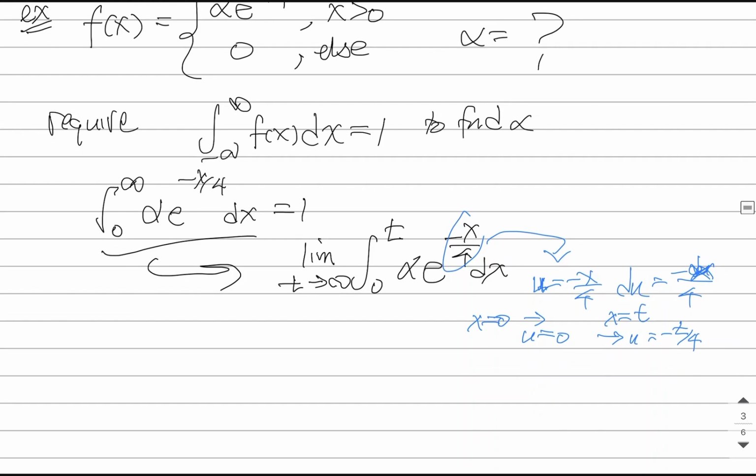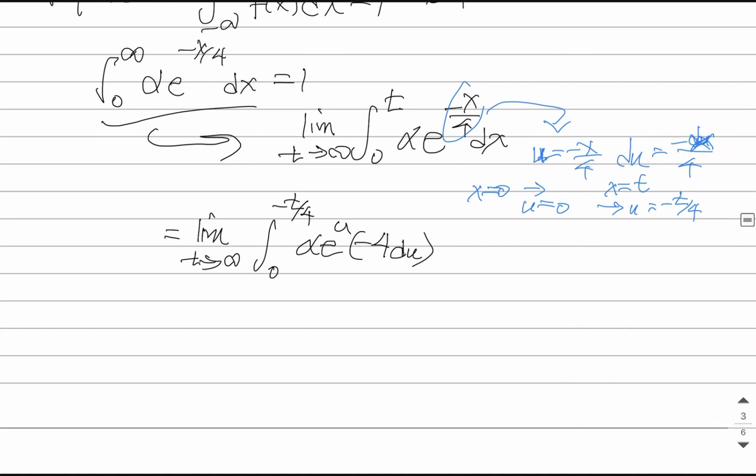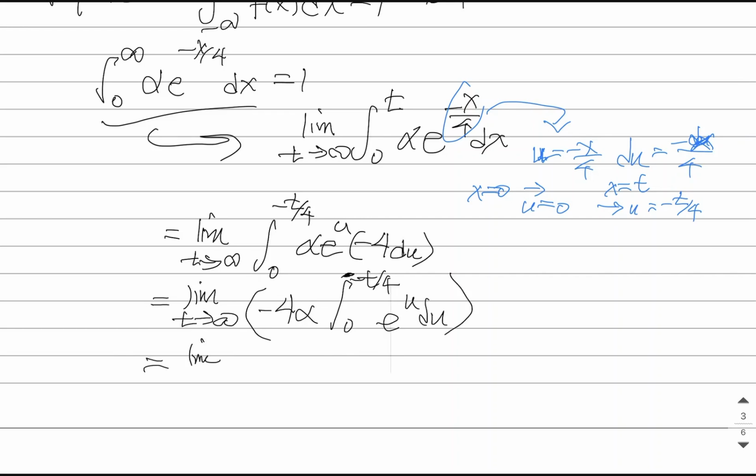We can go ahead and plug this into our function. And our new integral will still be a limit as t goes to infinity, from 0 to minus t over 4, of alpha e to the u times negative 4 du. Now, we don't know that the limit exists, but because the functions inside of the integral are continuous and the limits of integration are definite, we know that this integral will exist in terms of the antiderivative of the definite integral. So we could write it like this. We can't take the negative 4 alpha outside any further. This integral is pretty straightforward.